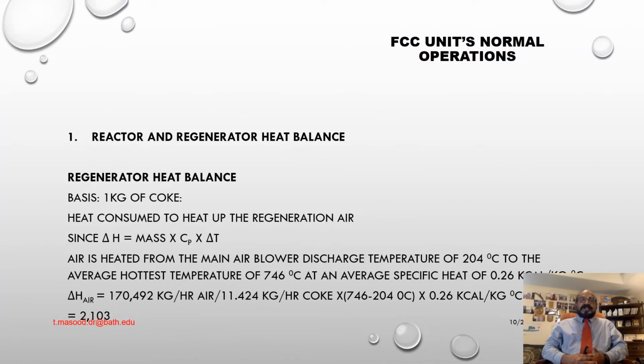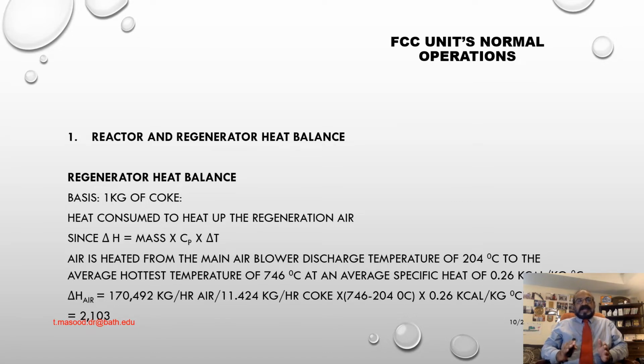Regenerator heat balance, on 1 kg of coke. Heat consumed to heat up the regeneration air: since delta H is equal to mass times Cp times delta T, the air is heated from the main air blower discharge temperature of 204 degrees Celsius to the average hottest temperature of 746 degrees Celsius at an average specific heat of 0.26 kilocalorie per kg degree centigrade.